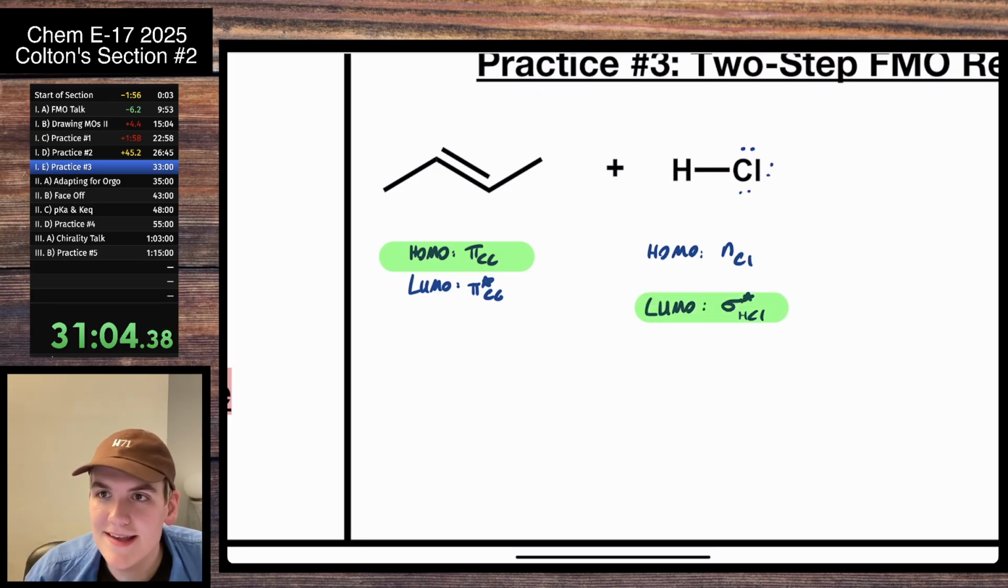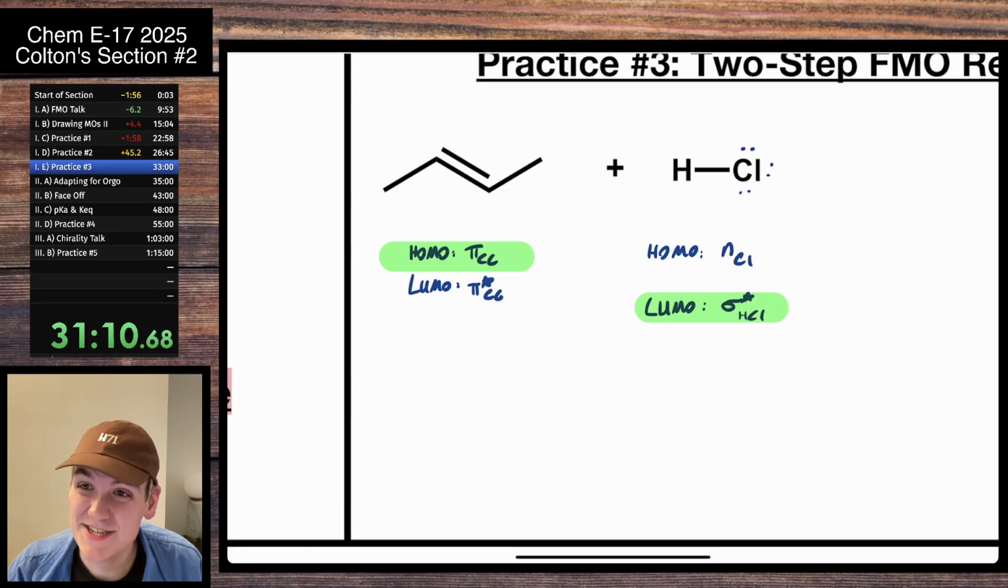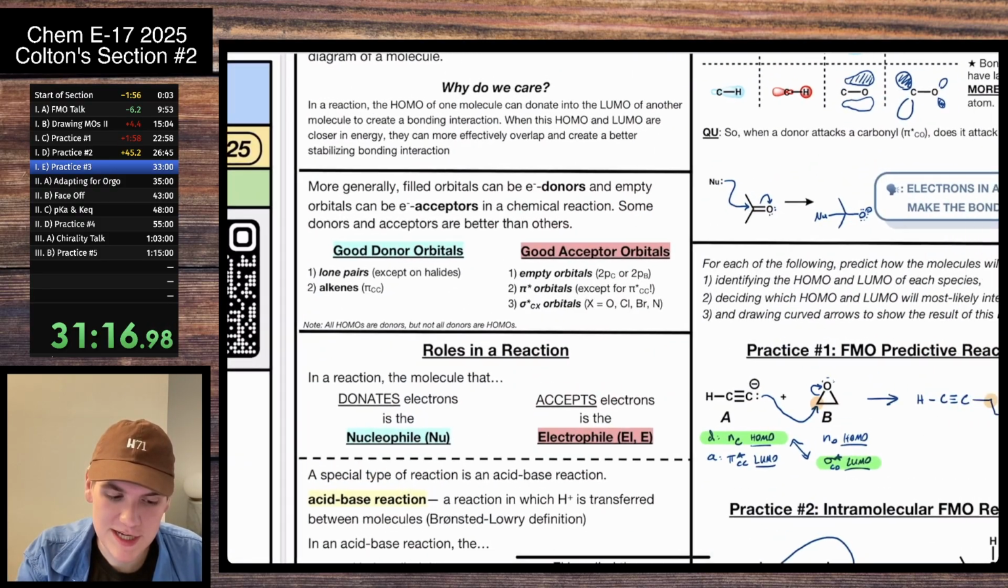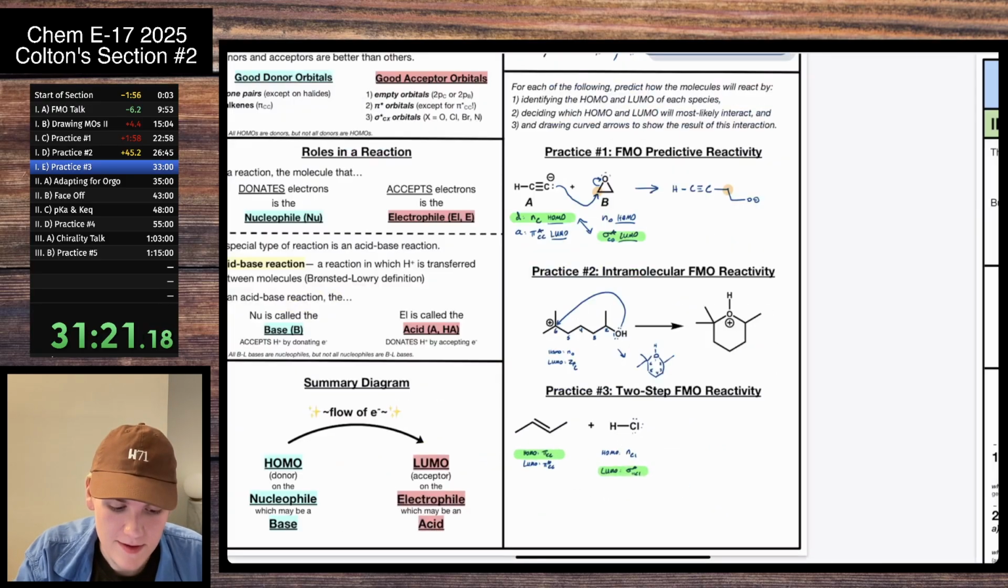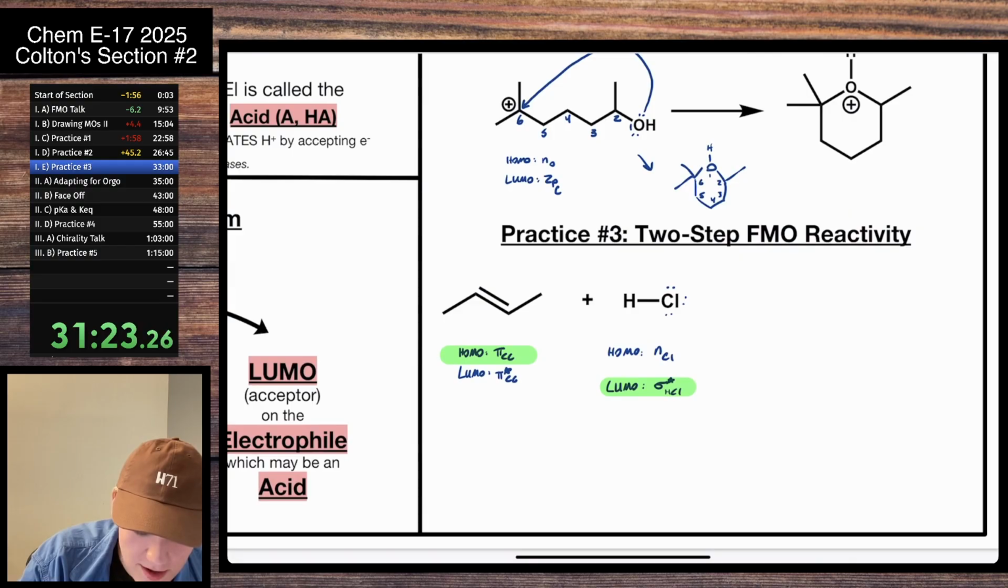And again, a lot of this might not feel super scientific or quantitative because we're kind of doing vibe checks, but that is actually what we want you to do. We want you to develop a chemical intuition for how these molecules react. And just having this short cheat sheet gives you a lot of intuition for how these molecules are going to behave. So let's donate the electrons from this pi CC into the sigma star HCl.